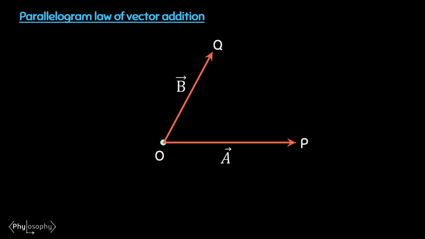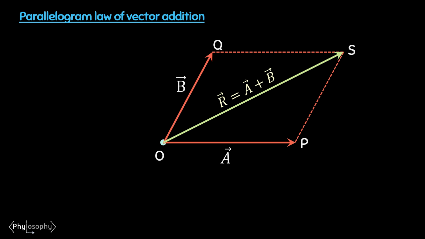So first let us complete the parallelogram by drawing two parallel sides of OP and OQ. And according to the parallelogram law of vector addition, if two vectors are represented in magnitude and direction by the two adjacent sides of a parallelogram, then their resultant will be represented in magnitude and direction by the diagonal of the parallelogram drawn from that point. So here R is the resultant of the vectors A and B and it is represented by the diagonal OS. So now we will determine the magnitude and the direction of this resultant vector R.